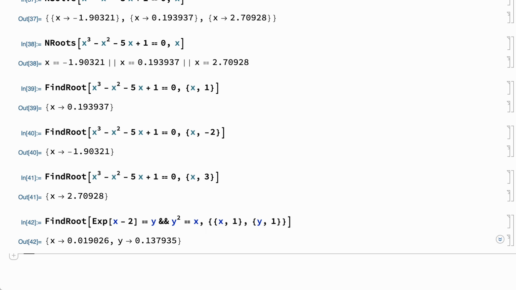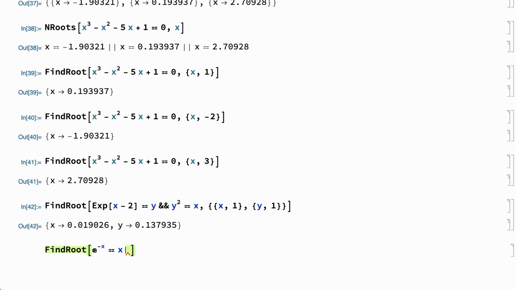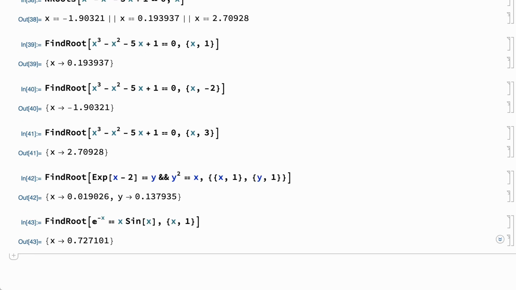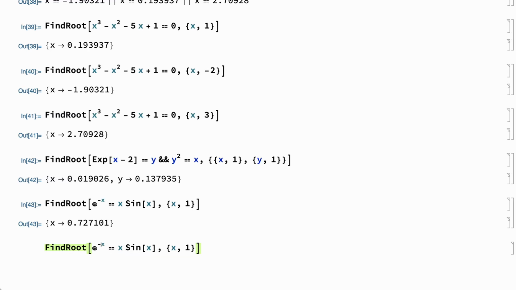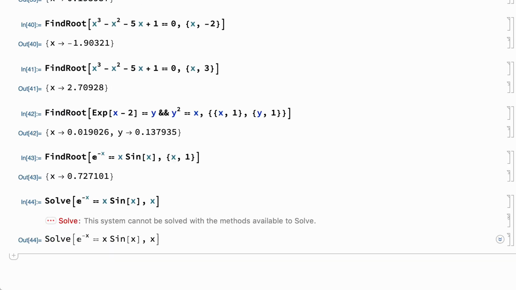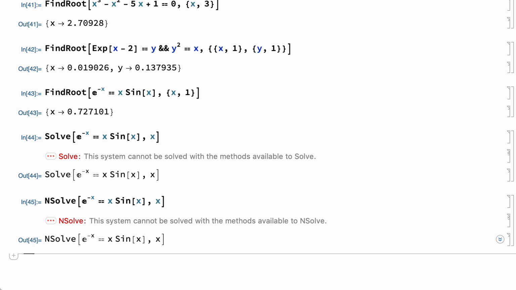FindRoot can find solutions for equations that Solve and NSolve are unable to handle. For example, FindRoot quickly gives a solution for this equation. Solve and NSolve are designed primarily for solving equations that can somehow be transformed into polynomial equations. The equation in this example is a transcendental equation that cannot be solved by those methods.